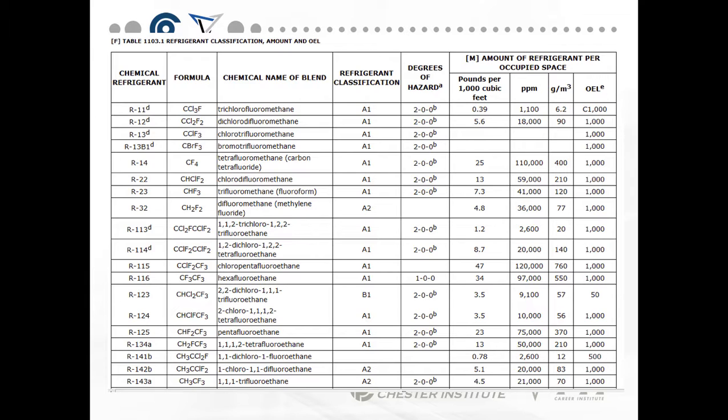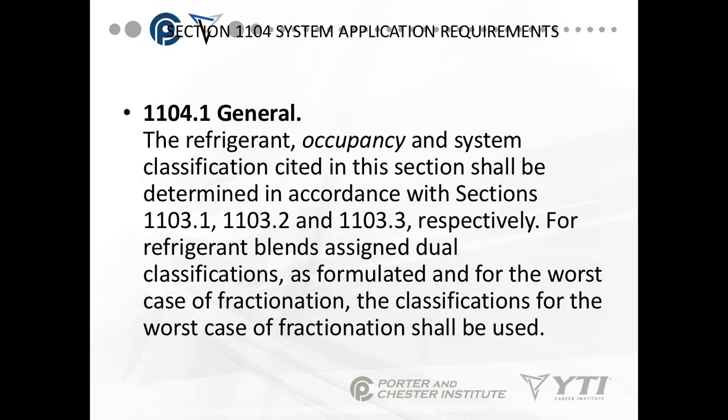This chart, Table 1103.1, talks about the different refrigerants and the amount of refrigerant that's allowed per occupied space. This all has to do with asphyxiation hazards and fire hazards. The refrigeration occupancy and system classification cited in this table should be determined in accordance with 1103.1, 1103.2, 1103.3. And notice again, they're saying that this is the general occupancy, but it's also taking into account the other versions of code.